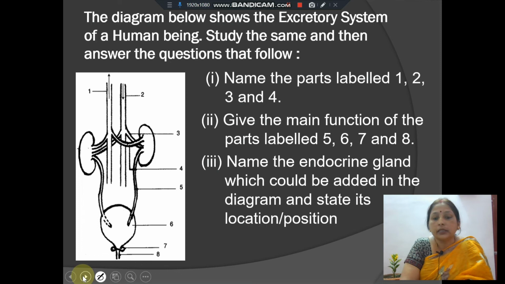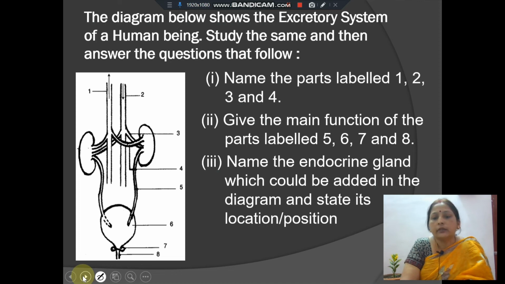Give the main functions of the parts labeled 5, 6, 7 and 8. 5, it collects urine from pelvis of the kidney and transfers it up to the urinary bladder. 6, it stores the urine until it is filled. 7, it is the muscular sphincter. It relaxes at the time of micturition or release of urine. 8 is the urinary passage.